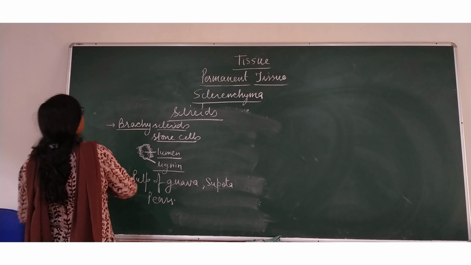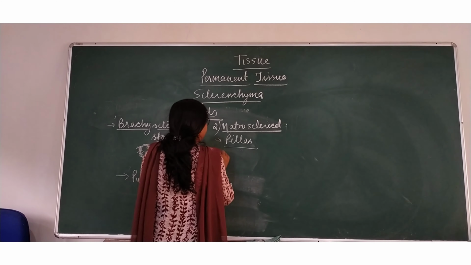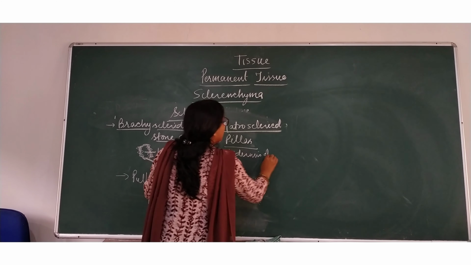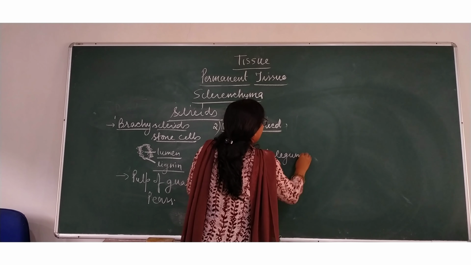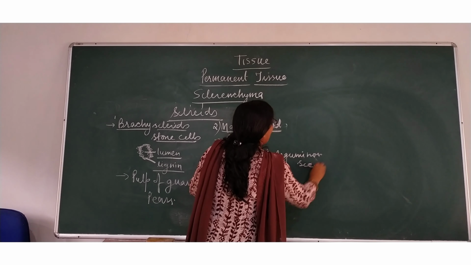Now what is the next one? This is the first one. What is the second one? The second one is known as macrosclereids. Their structure is like pillars, and they are found in the epidermis of leguminous seeds, that is, in the seed coat.